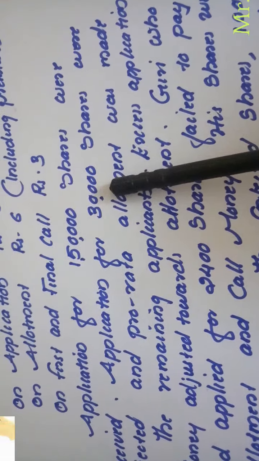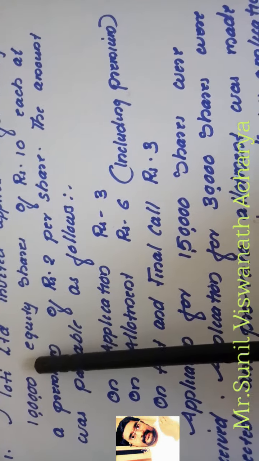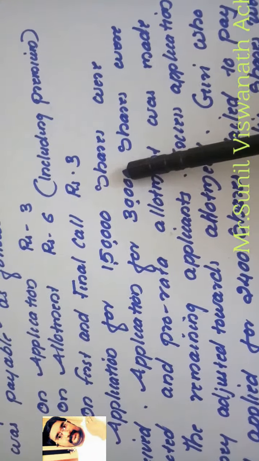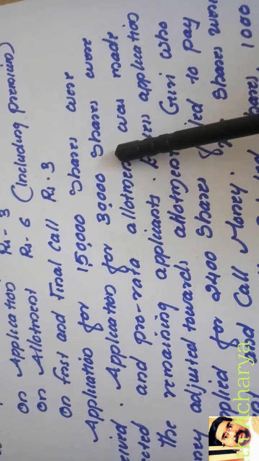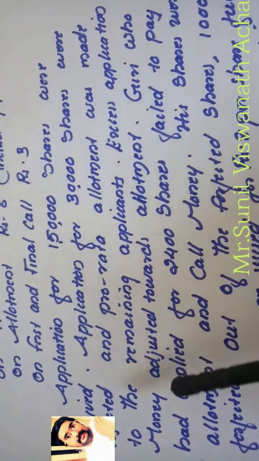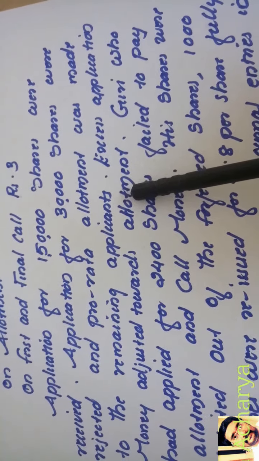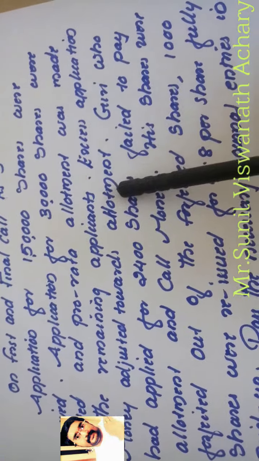On the remaining applications, allotment is done pro rata. That means for 1,20,000 applicants, how many shares did the company allot? 1 lakh, because the company has only 1 lakh shares. So 1 lakh divided by 1,20,000 is the proportion, that is 5 by 6. If anyone applies for 6 shares, the company will allot only 5 shares. Then the excess application money is adjusted towards allotment. So any excess money received at application time, the company will adjust towards the second installment, that is allotment money.